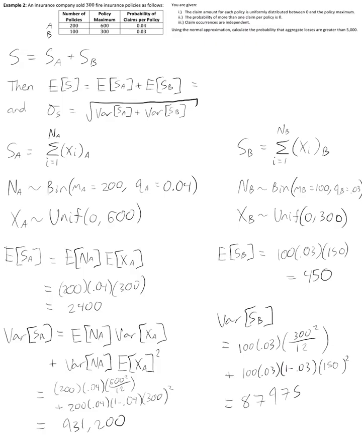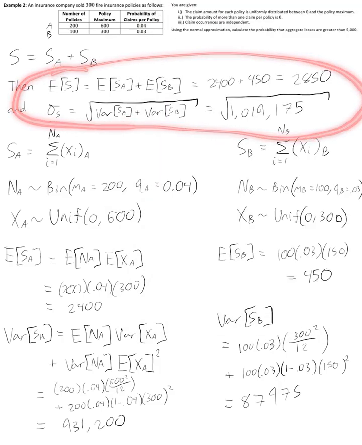So we add up the expected values, 2,400 plus 450 equal to 2,850. And the square root of the sum of the variances, I'll skip writing that out for you. Adding up these two numbers comes out to 1,019,175. And now we have all we need to use the normal approximation to compute the desired probability.